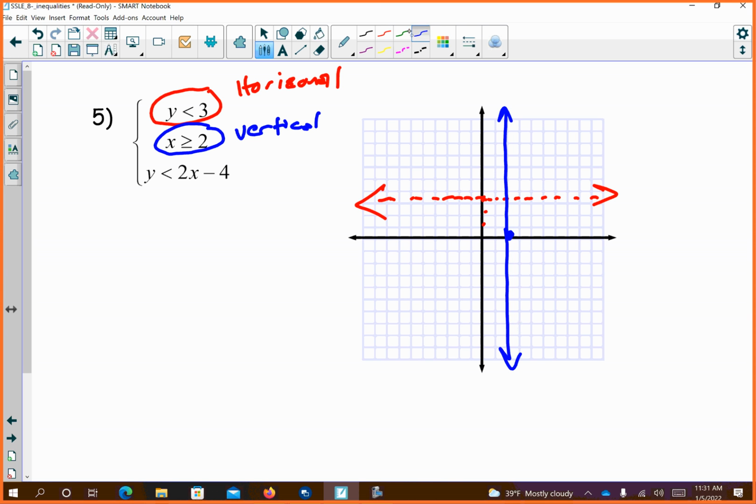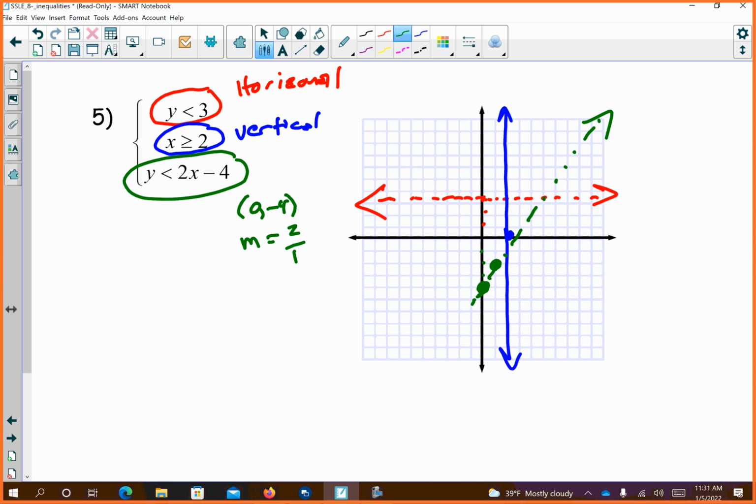Well, we have a third equation. What's my y-intercept of this? 0, negative 4. And my slope? 2 over 1. So I'm going to go up 2, right 1. Solid or dotted, friends? Dotted.